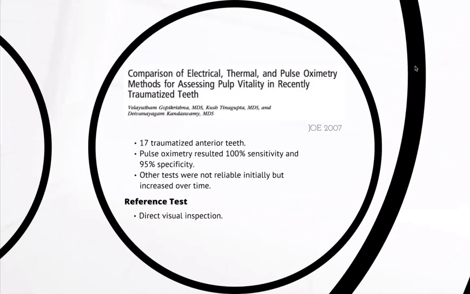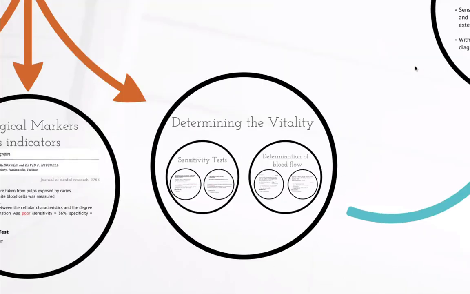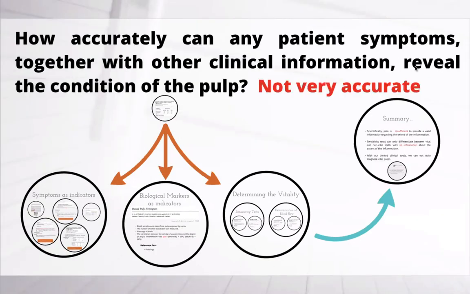The last paper I wanted to mention used pulse oximetry, and they found that it gave 100% sensitivity and 95% specificity. Again, it's not commercially available. These two tests can only tell you whether the pulp is vital or not. That's it. They cannot tell you anything about the degree of inflammation. Now, to go back to our questions: how accurately do the patient's symptoms together with the clinical information reveal the condition of the pulp? Not really accurately, and that is the reality.